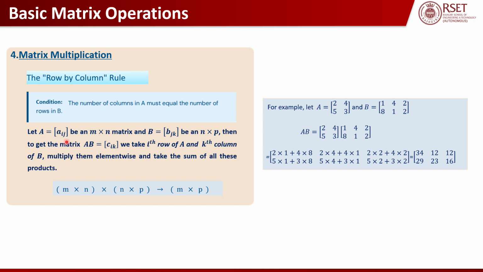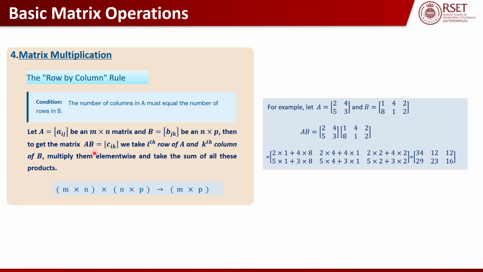So A is a matrix Aij, and we can say that it is an M by N matrix, and let B be a matrix Bjk, an N by P matrix. Here you can see that the number of columns of matrix A is N and the number of rows of matrix B is N. So both are equal, right? The number of columns and the number of rows in the second matrix are equal. We want this type of matrices to be multiplied.